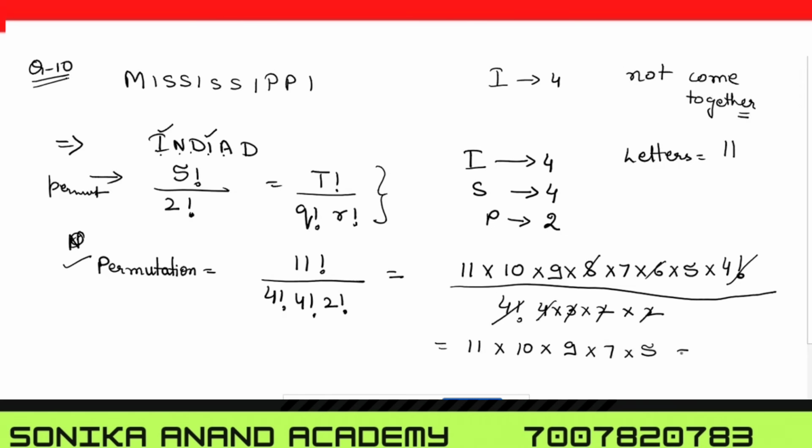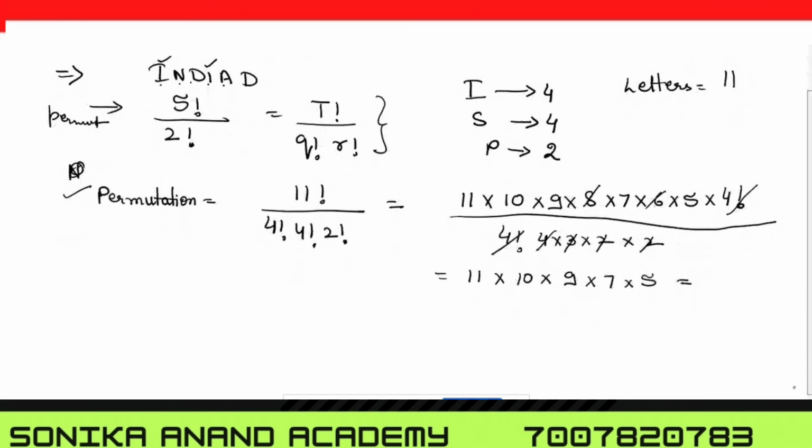What is the answer? 11... Multiply, or I will. 3, 4, 6, 5, 0. 34650. Okay. Clear? You have done this multiplication.